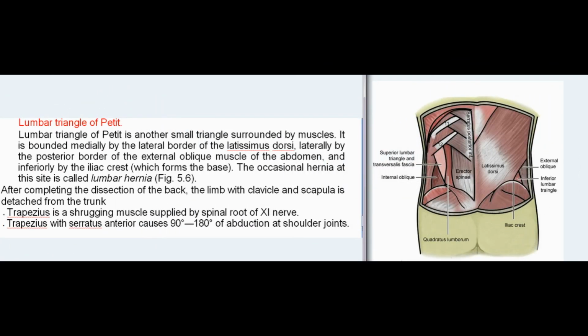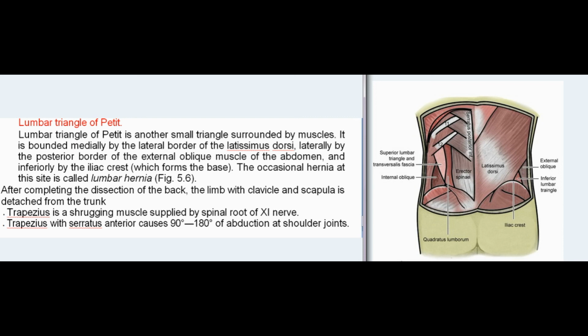Lumbar triangle of Petit. Lumbar triangle of Petit is another small triangle surrounded by muscles. It is bounded medially by the lateral border of the latissimus dorsi, laterally by the posterior border of the external oblique muscle of the abdomen, and inferiorly by the iliac crest, which forms the base. The occasional hernia at this site is called lumbar hernia, Fig 5.6.